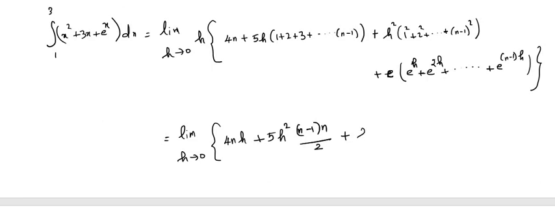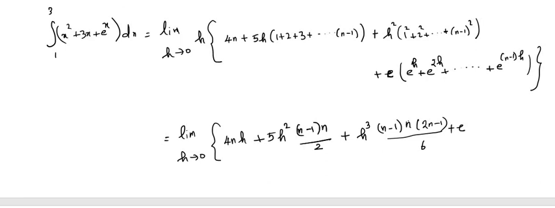Next, if I take h inside, this becomes h cube. This is the formula for the sum of the squares of the first natural numbers: n minus 1 into n into 2n minus 1, whole divided by 6, plus e. This formula we are using for the first time. Then e power h, e power 2h, up to e power n minus 1h. This is a GP formula.